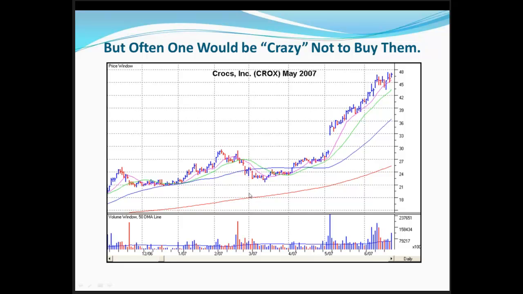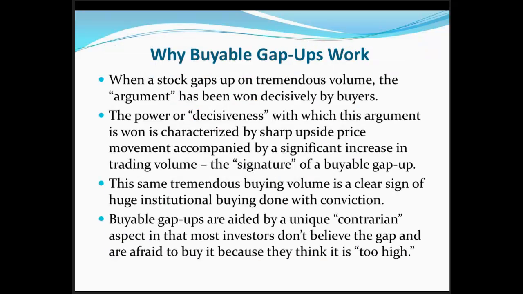So what we find is when these work, oftentimes they do presage or launch a major move in the stock. So why do they tend to work? Well, first of all, if you think of a Buyable Gap Up as really a sort of a conclusion to an argument between buyers and sellers, when you see a stock gapping up on tremendous volume, then the argument has basically been won decisively by the buyers. So the power or the decisiveness, you might say, with which this argument is won is characterized by sharp upside price movement accompanied by a significant increase in trading volume. So this is basically what you might call the signature of a Buyable Gap Up.